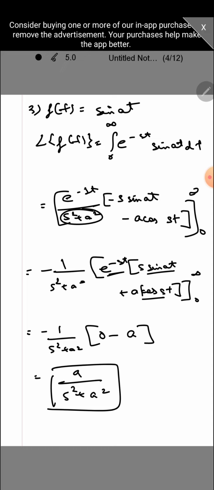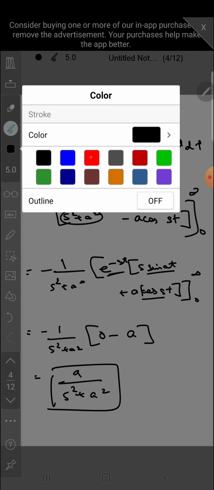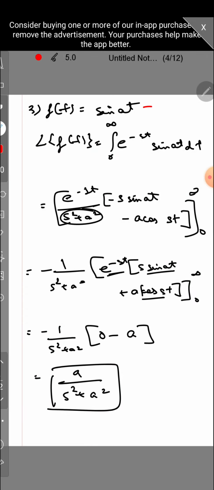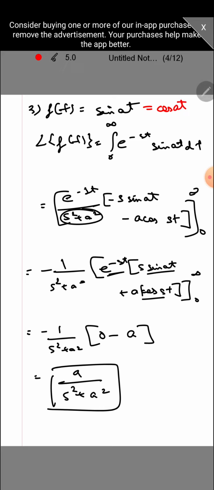So similarly we can also write this for the cosine case, it is exactly the same kind of method. So if there would have been cos at, then the value would have been s over s square plus a square. Same method. Clear? Got it?